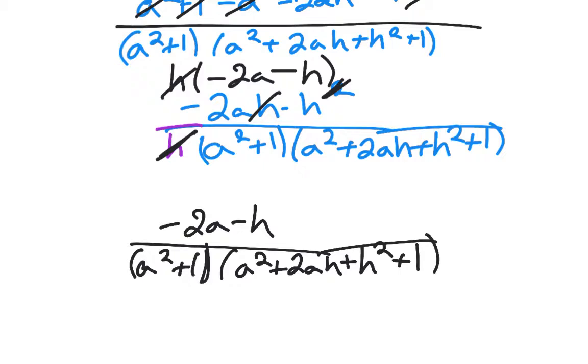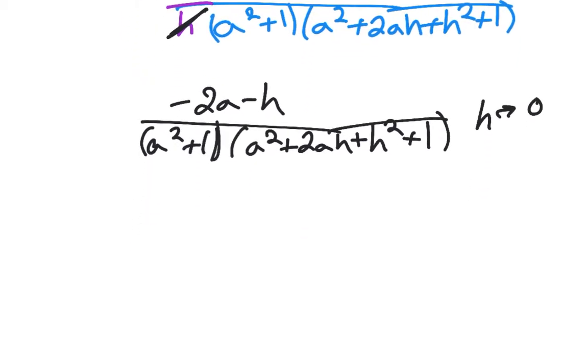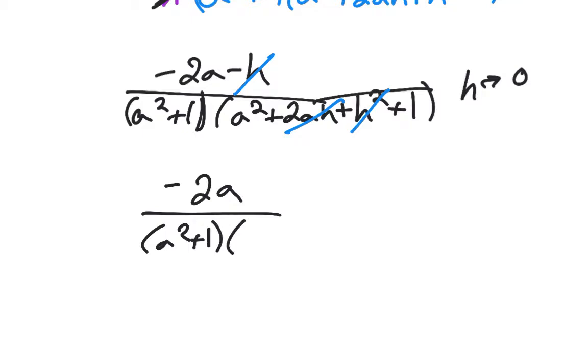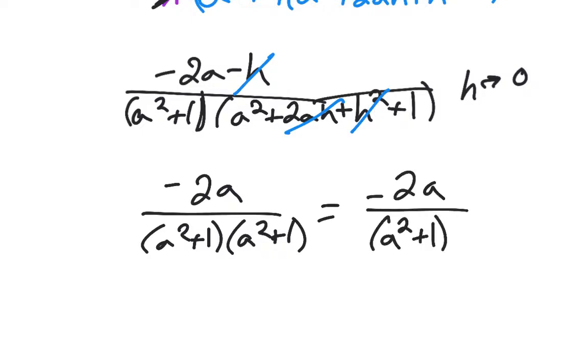Now, it said it was the limit as h goes to 0. So as h goes to 0, we found out because it's a rational function, I can just plug in the 0. And so that means if this is 0 here, this one's 0, this is 0. Those terms are all gone, which leaves me with negative 2a over a squared plus 1 times a squared plus 1. Guess what, guys? I'm just going to show you this. Negative 2a over, this is an (a squared plus 1) squared, which is kind of neat.